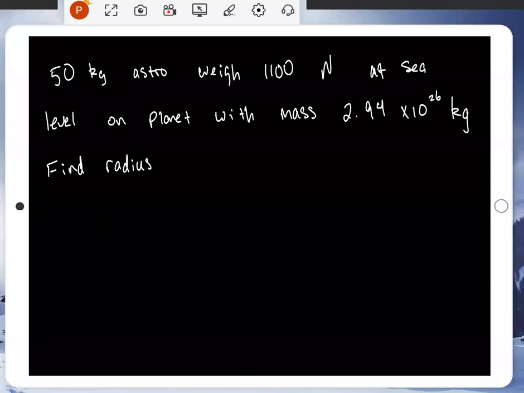If it's hard to read, so mass 1 is 2.94 times 10 to the 26 kg. Sorry, I don't know what's going on. You're all garbled, maybe because of a slow connection. Sorry about that. Can you say it again? M1 is 2.94 times 10 to the 26 kg. Okay, great.